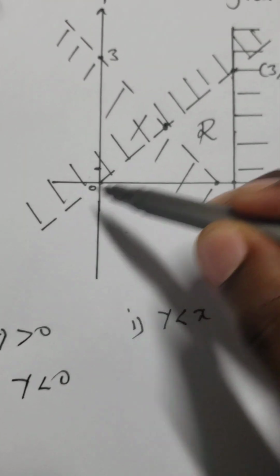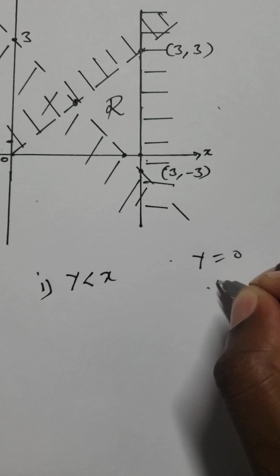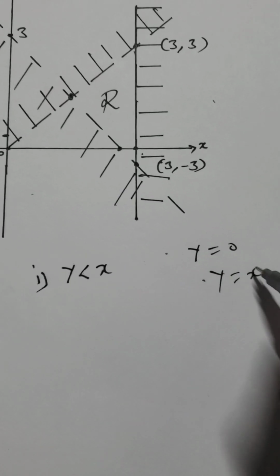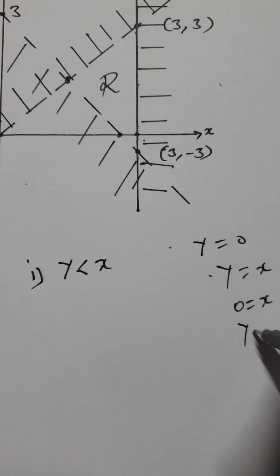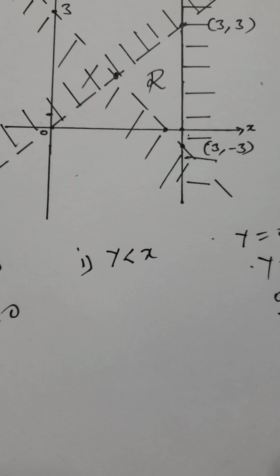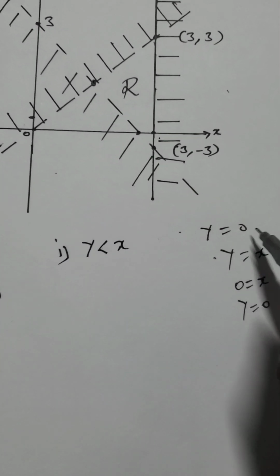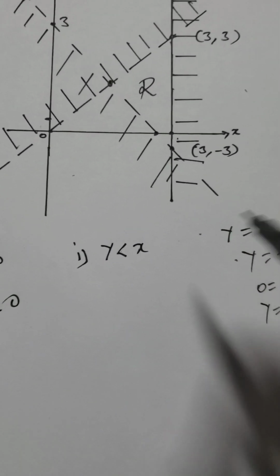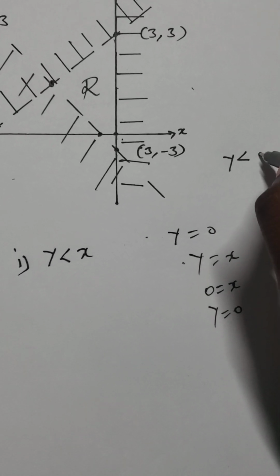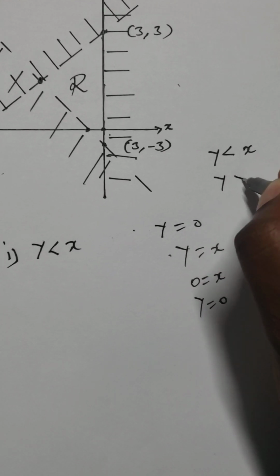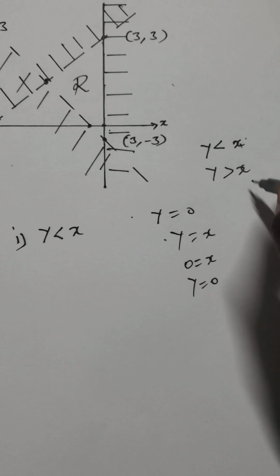So if we pick this line, it is the same as y is equal to 0, or y is equal to x. If my y is 0, that means my x is 0. If my x is 0, that means my y is 0. So this line, all right, is y is equal to x if it's an equation. But as an inequality, it will either be y is less than x, or y is greater than x. It can be any of those.